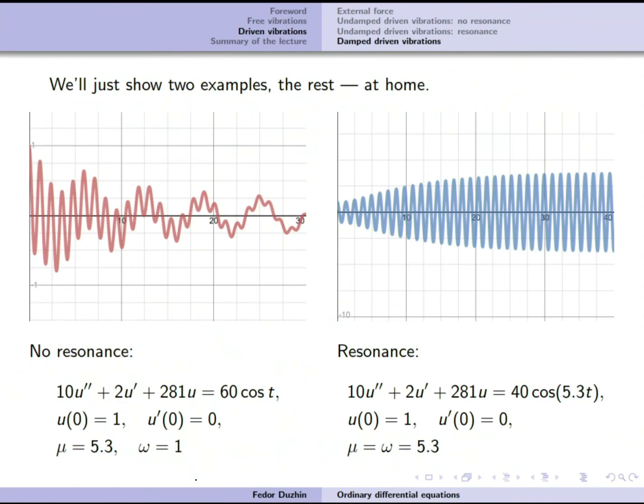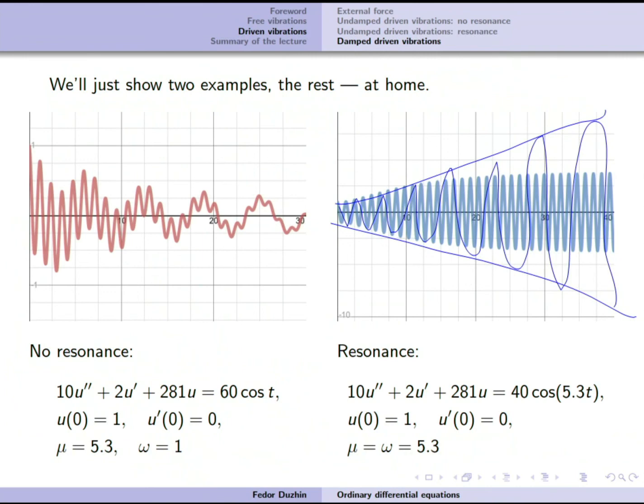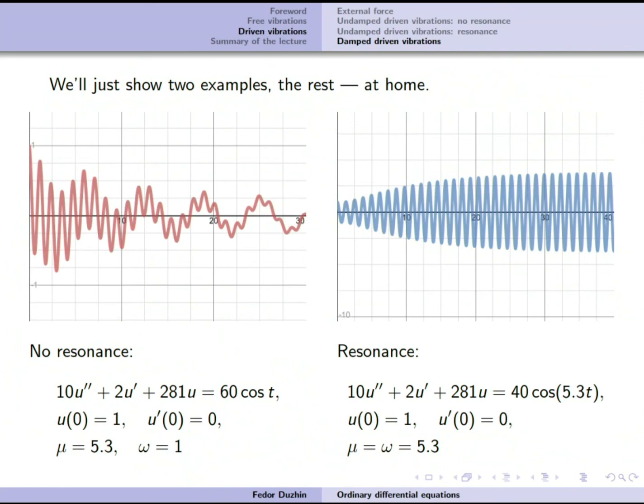All right, so just one more example. In the left plot there is no resonance, and in the right plot we have a resonance, but with damping, right? So without damping, resonance would increase to infinity. So with damping, we would have this, but the damping force prevents oscillations from just becoming too bad.